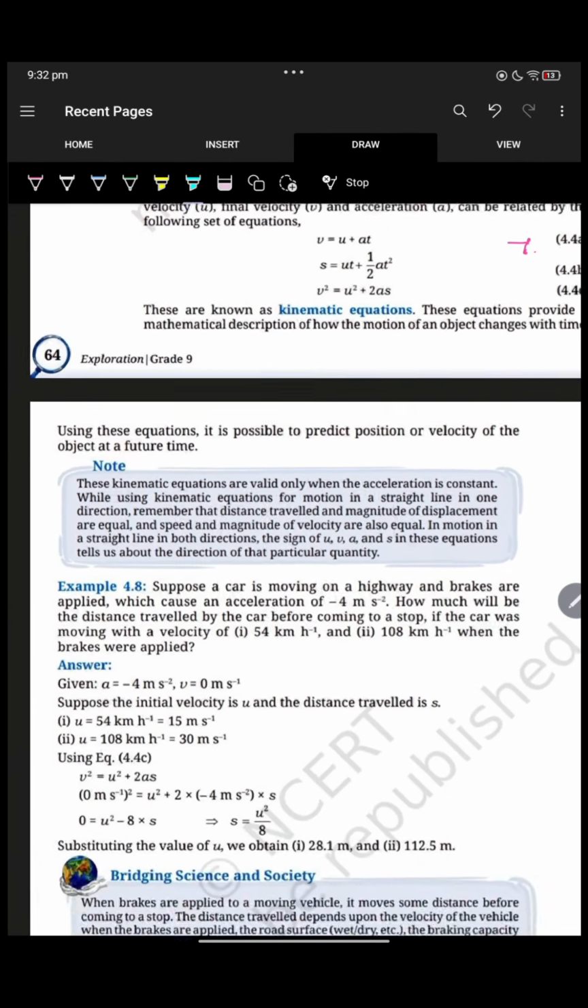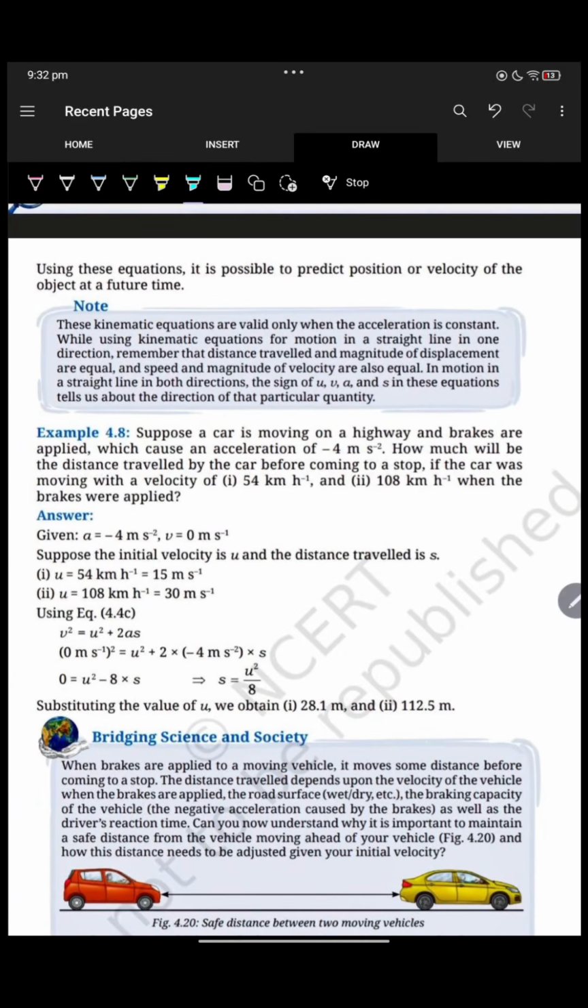These kinematic equations are valid only when the acceleration is constant. This you have to keep in mind. While using these equations of motion in a straight line in one direction, what you have to remember is that the distance traveled and the magnitude of displacement are equal. Again, we have assumed that the speed and the magnitude of velocity are also equal, right?